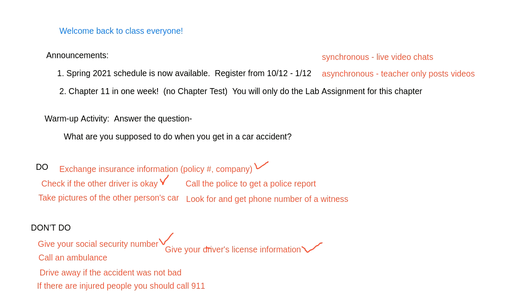If there are injured people, you should call 911. Yeah, that is true. So we need to move this one up here. If there's injured people, we need to call 911. But we don't need to call the ambulance for every problem, every accident. It's only if there's somebody that's injured. Okay, do we always call the police?